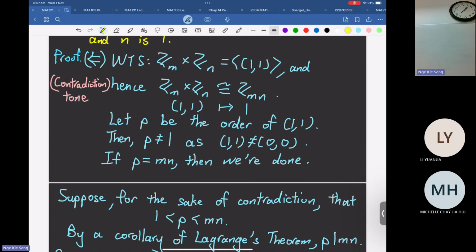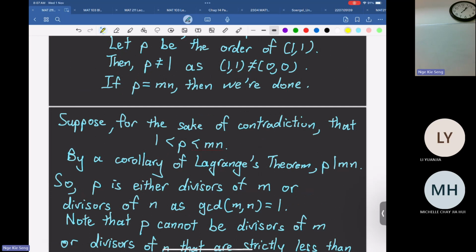But let's say mn is not the order of p. What can p be? p is something in between mn and 1. Not only this, we know by Lagrange's theorem that this order has to divide the order of the group, so p has to divide mn. So when does p divide mn? Either p is m, p is n, or p is a divisor of m and n. If p is less than mn but divides mn, and m and n are coprime, then you either divide m, or divide n, either you are m, either you are n, or you are a divisor of m and n.